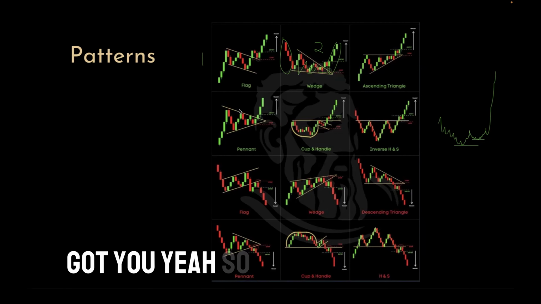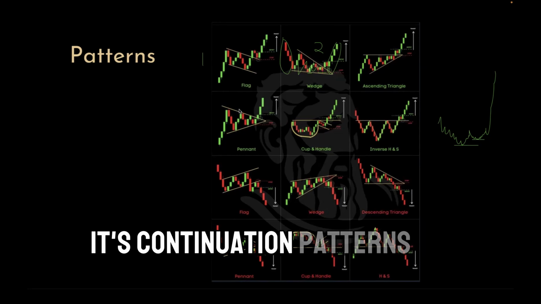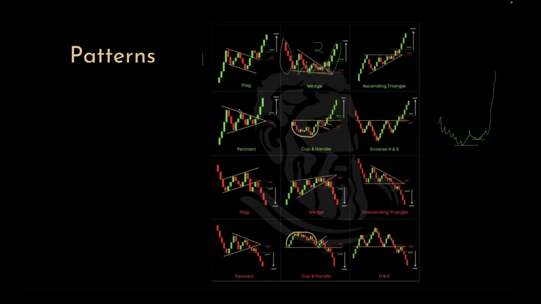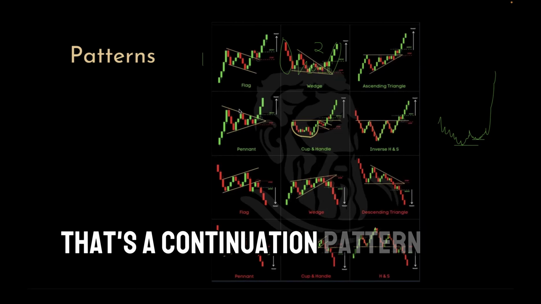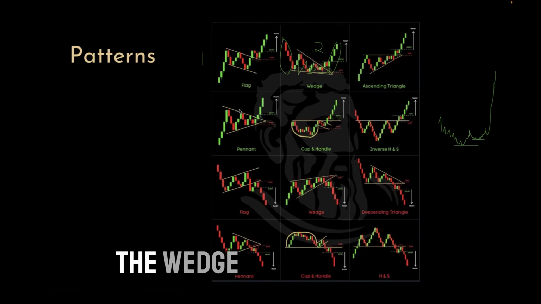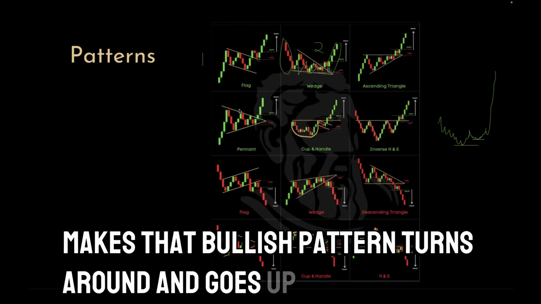Gotcha. So keep in mind, when it comes to patterns, you've got two things: continuation patterns or reversal patterns. Those are the only two kinds of patterns that exist, right? Where your move starts, makes a pattern, and then continues. That's a continuation pattern, like the flag. A reversal pattern would be that number two there, the wedge. It's going down, makes that bullish pattern, turns around and goes up.